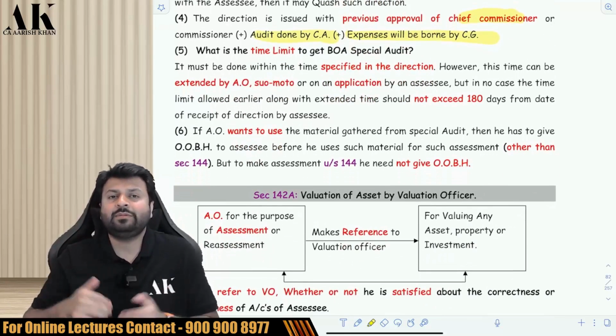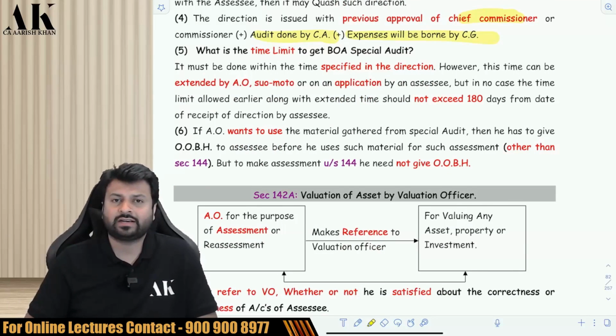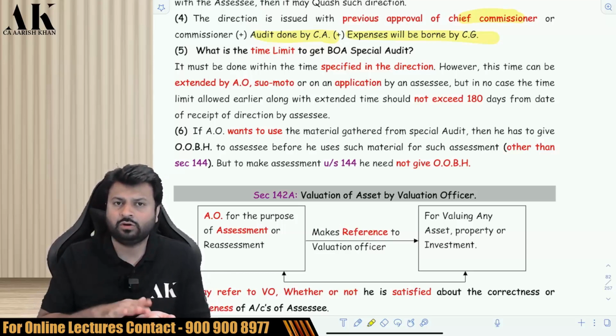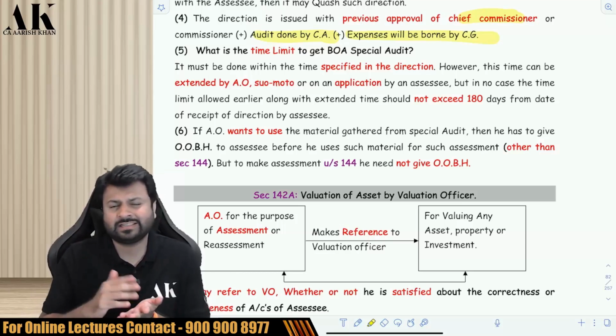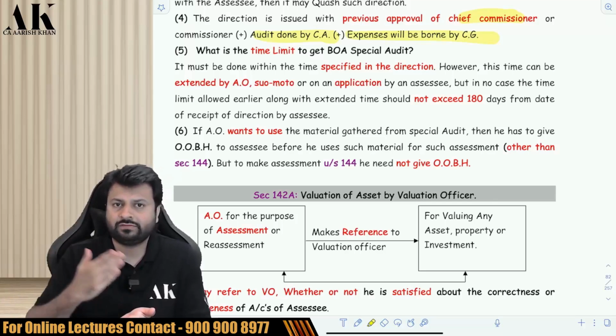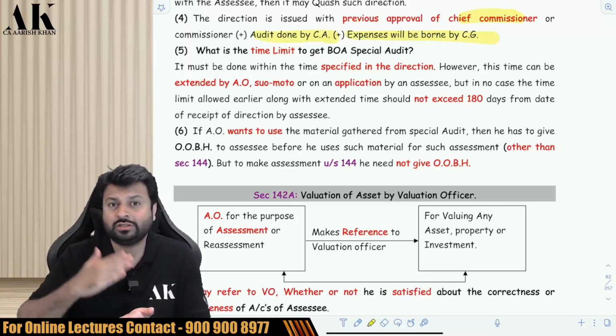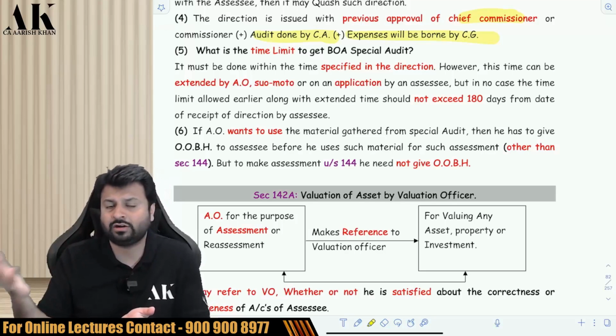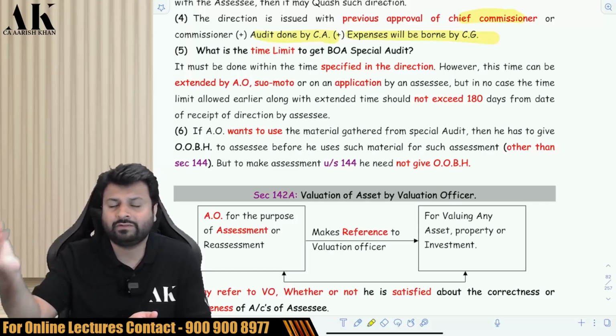Next, what is the time limit to get the special audit conducted? The time limit will be written in the direction given by the AO. It can be 60 days, 90 days, 120 days, somewhere around this. Can I get an extension? Yes, you can get an extension if the assessee makes an application, or the AO can suo moto extend it also if he feels that more time needs to be given.